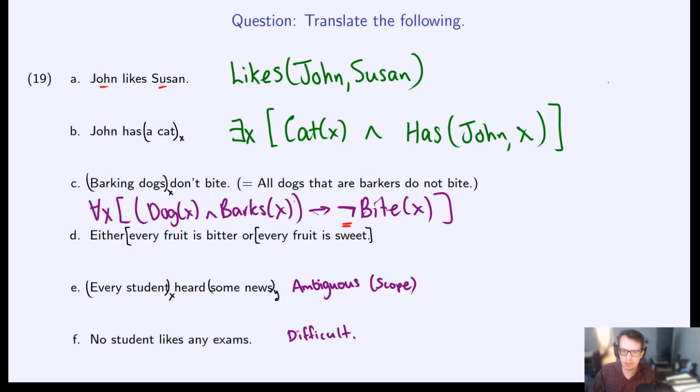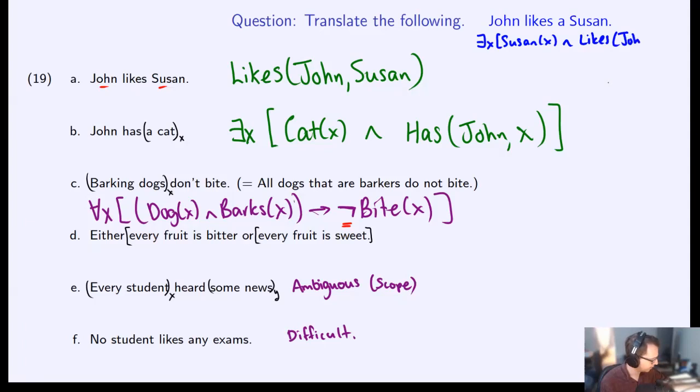Okay, what if it was "John likes a Susan"? Would it be existential in that case? Yeah, if it's "John likes a Susan," we could say it's existential. So then we could do something like there exists an X such that X is a Susan and likes John X. So in that case, you're ascribing the property of being a Susan to some individual.